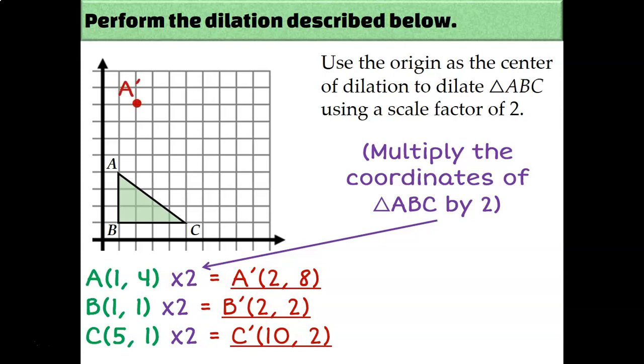Now I can graph each of those points on the plane, and connect them with a triangle, and ta-da, you performed your first dilation in the coordinate plane. You can verify that you did this correctly by counting a horizontal or a vertical length on the pre-image and on the image and verifying, in this case, that it's double. The length of AB was 3, the length of A prime B prime is 6, and 6 is double of 3, so yeah, looks like I did it correctly.